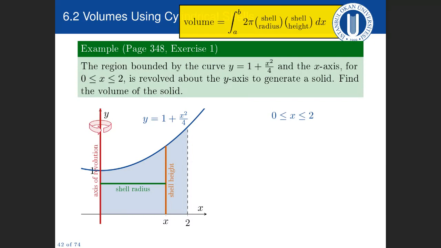What is the shell height? Well, we know at the bottom it's 0, and at the top it's 1 plus x squared over 4. So the shell height must be 1 plus x squared over 4. What is the shell radius? That's x on the right, 0 on the left. The shell radius must be x. And that's the hardest part done.